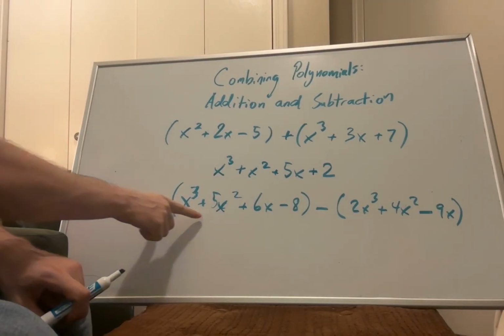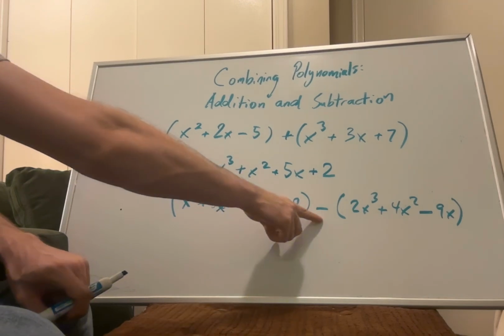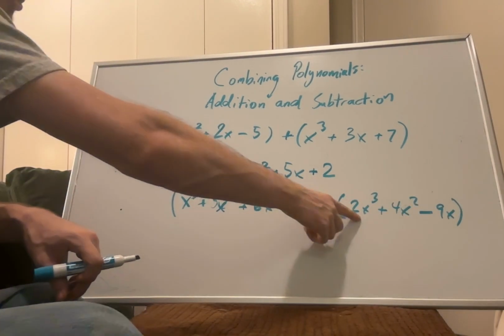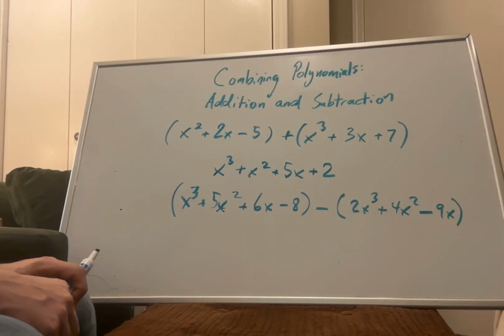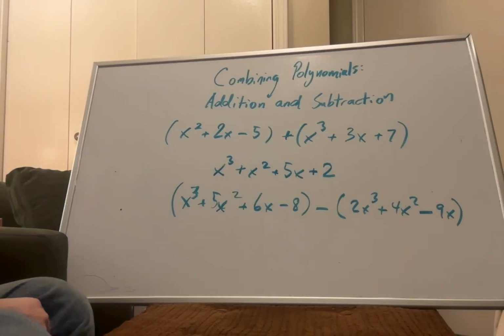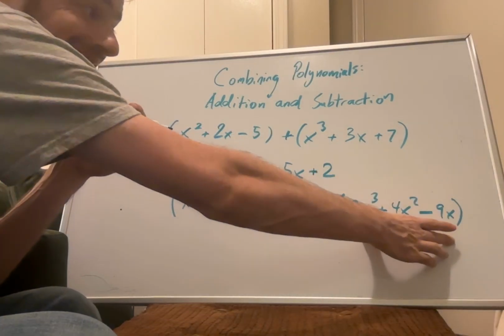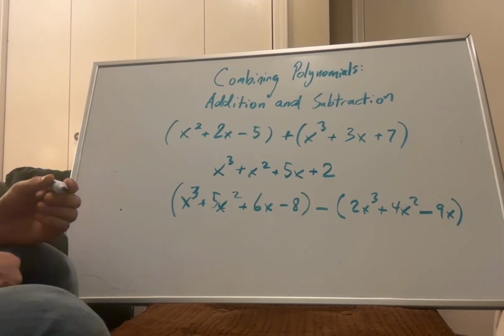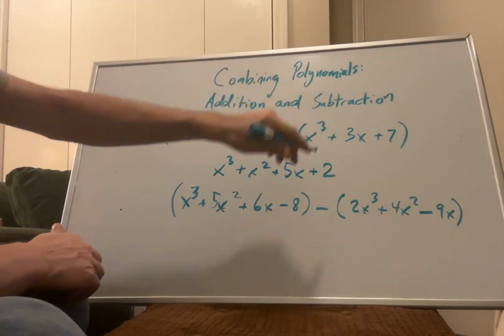Next, let's take a look at the second numerical example where we'll be subtracting polynomials from each other, right? We have x cubed plus 5x squared plus 6x minus 8. And we're going to subtract from that this entire polynomial 2x cubed plus 4x squared minus 9x. Now, my one word of caution when we're performing subtraction of polynomials is be careful about applying this negative to every term inside here. So if you would like, and it might make your life easier, I may actually just go ahead and distribute the negative here so we don't mess up the computation, right?